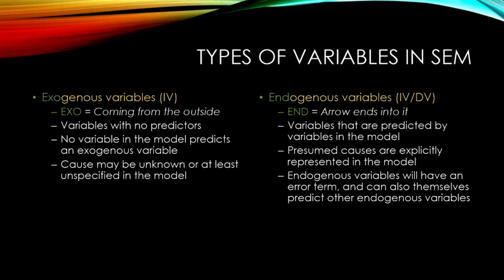So exogenous variables, what that means, exo means coming from the outside. In other words, exogenous variables have arrows going out, but none going in. So they're going to be at the beginning of the model. Endogenous variables is any variable that has an arrow going into it. Those can be variables that are in the middle, at the end, or in other places. But if it's not at the beginning, it's an endogenous variable.